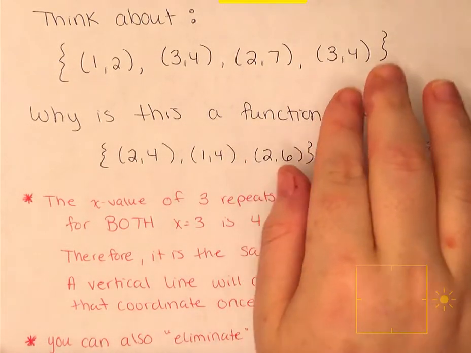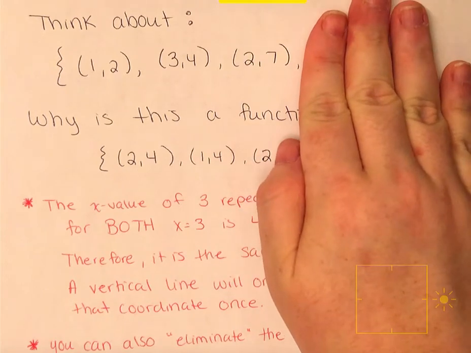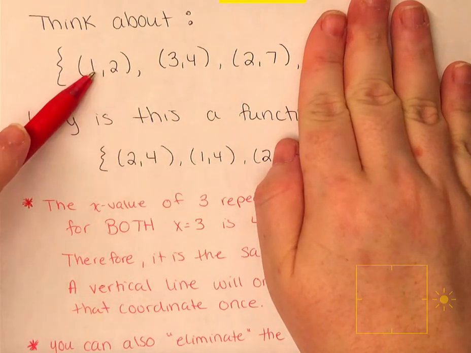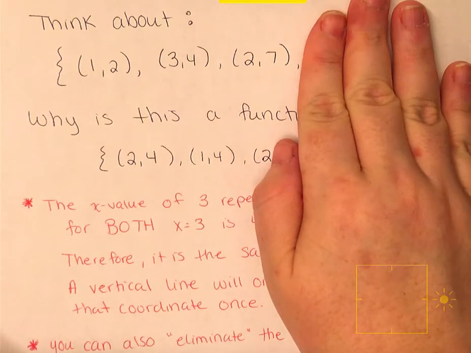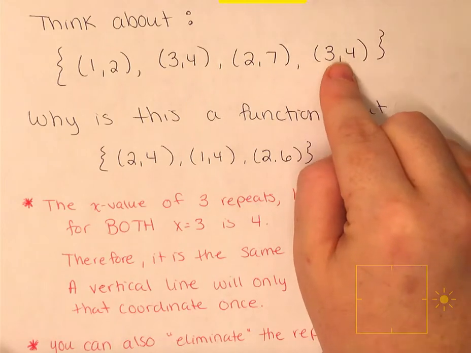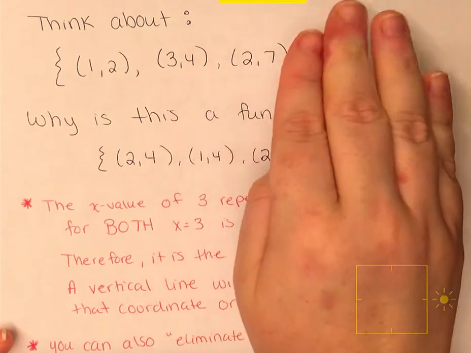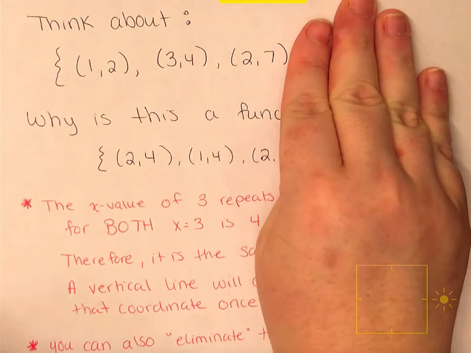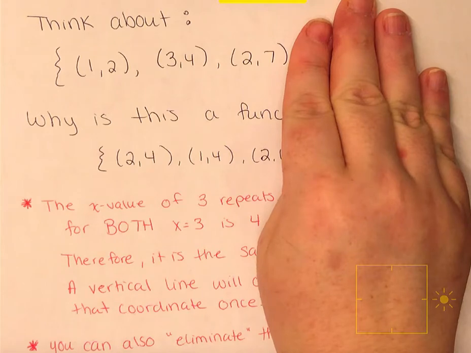So if I were to eliminate this coordinate right there because the entire coordinate's been repeated, I can then look at my x values and I can see that all of those x values are now different, which makes it a function. Because this coordinate can be eliminated because it's already been graphed. So if I completely eliminate it, I'm left with 1, 3, and 2, which are all completely different x values. So it is a function.